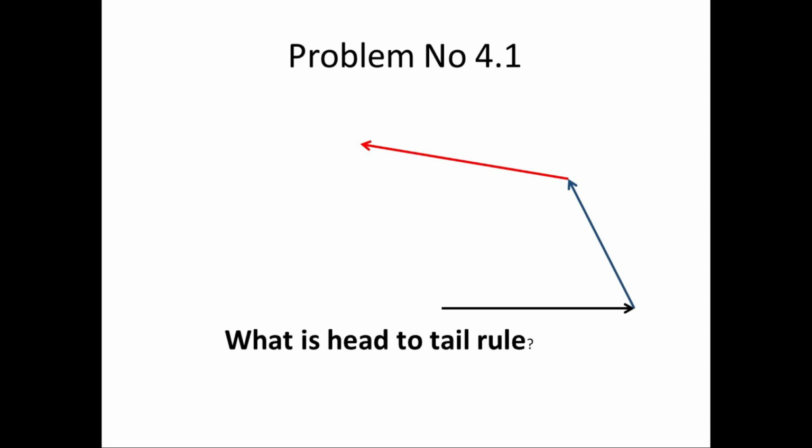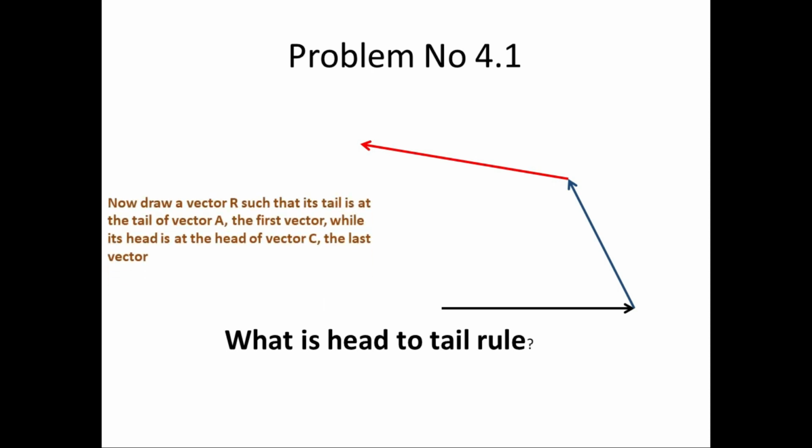Now to find the resultant vector, draw a vector R. Here R is the resultant vector such that its tail is at the tail of the vector A, which is our first vector, while its head is at the head of the vector C. That's the last vector. The first vector is the black arrow and the last vector is the red arrow. So combine the tail of the black arrow with the head of the red arrow. This will give you the resultant vector, or the sum of all these three vectors.